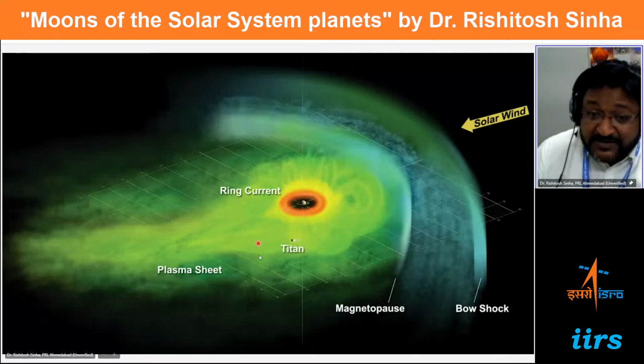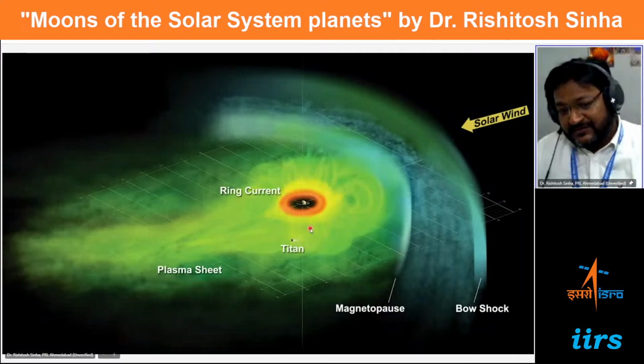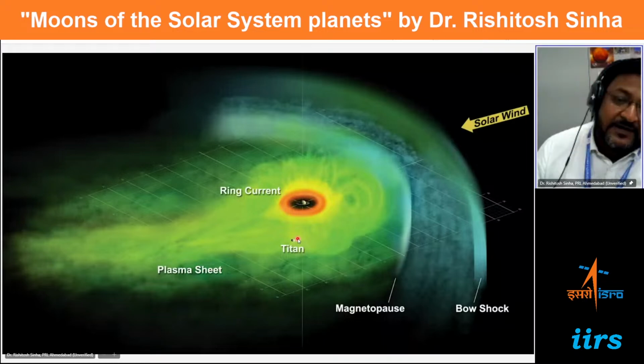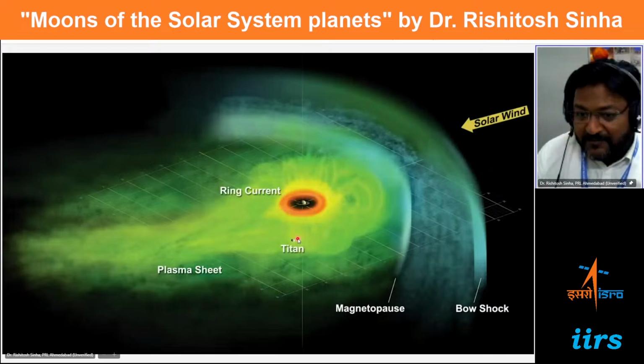One of the reasons that we see evidence of surface liquids in the case of Titan is that it is actually immersed in the magnetosphere of Saturn. So probably because of that, it is preserved from the radiation, the high-energy particles that are coming in the solar wind. So probably because of that, the atmosphere is intact and the features on the surface are preserved. It's not lost as in the case of Mars.